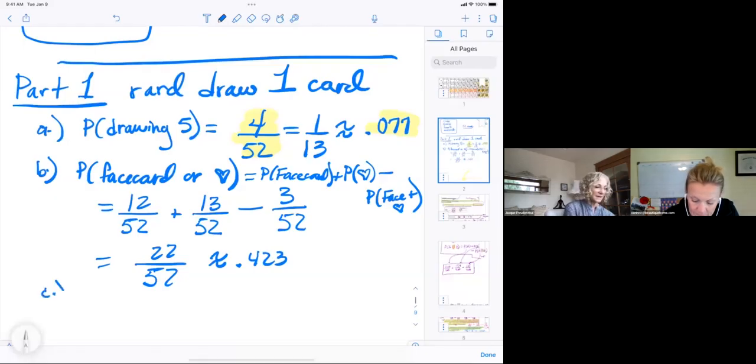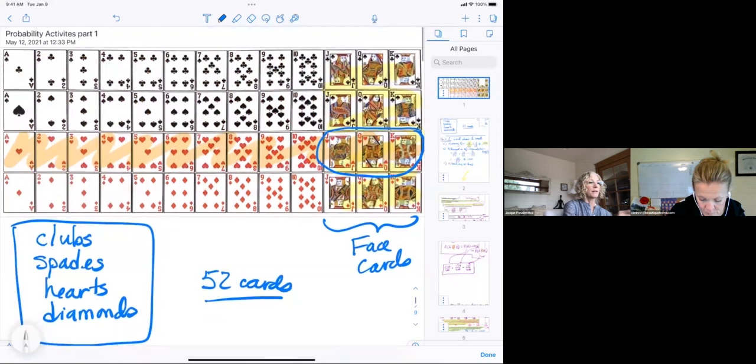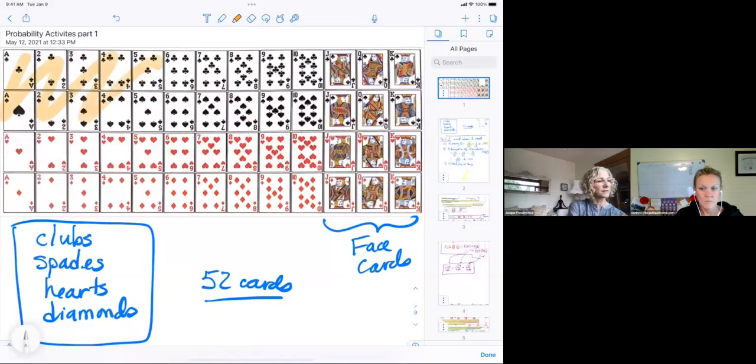Okay, moving on to part C. Find the probability of drawing a black card, ace, or face card. Black card, ace, or face card. Instead of using any rules, I'm just going to look. Probability of drawing a black card. Well, there's half of them.